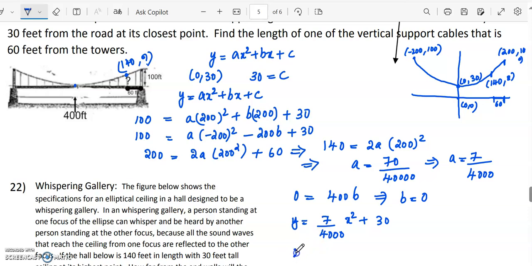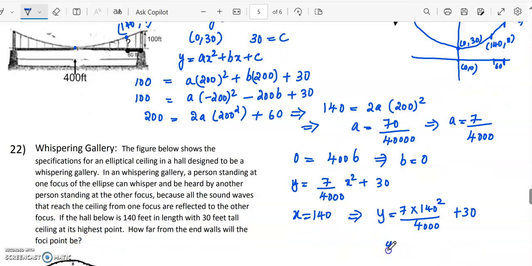Now when x is equal to 140, we get y equal to 7 times 140 squared by 4000 plus 30, and upon simplifying this, we get y equal to 64.3. So the required length will be 64.3 feet. So that will be the required value.